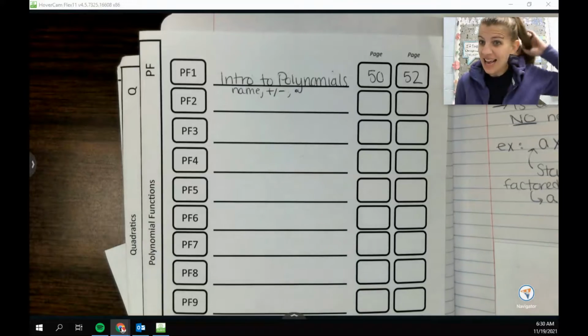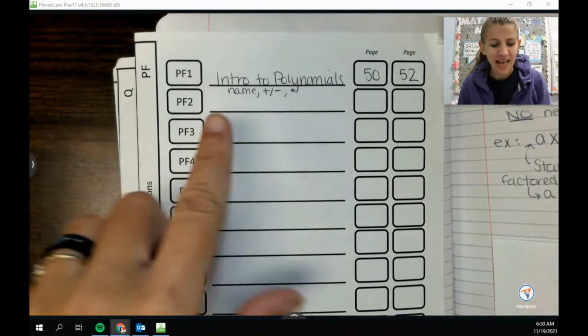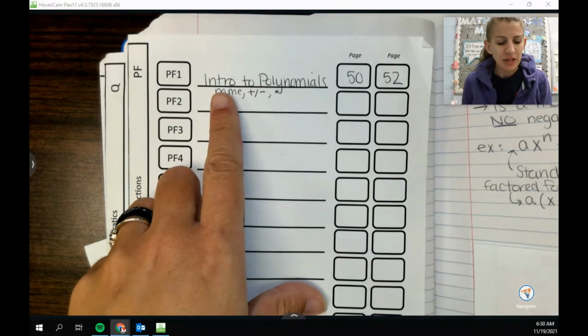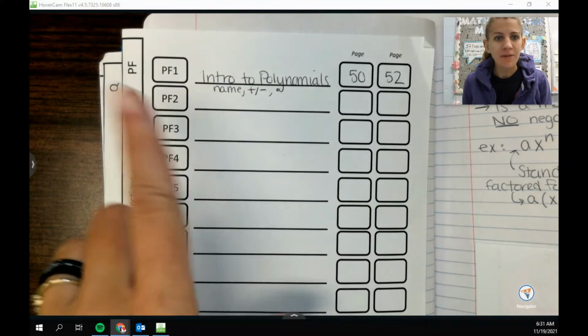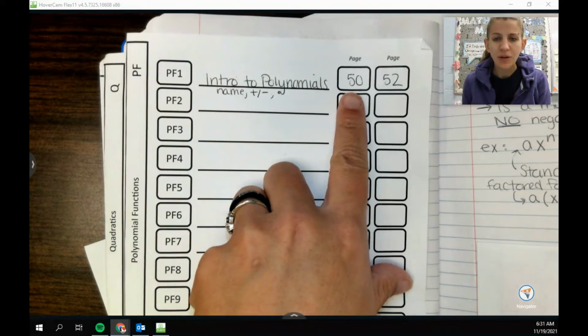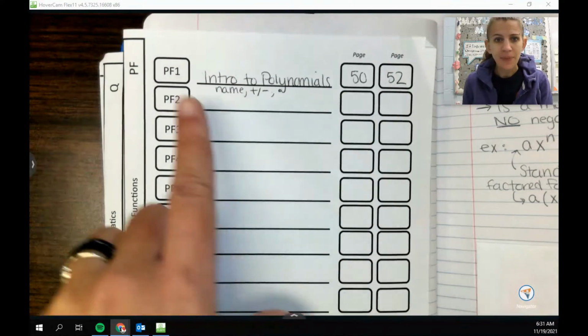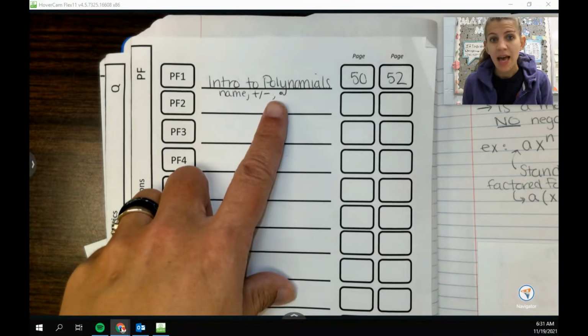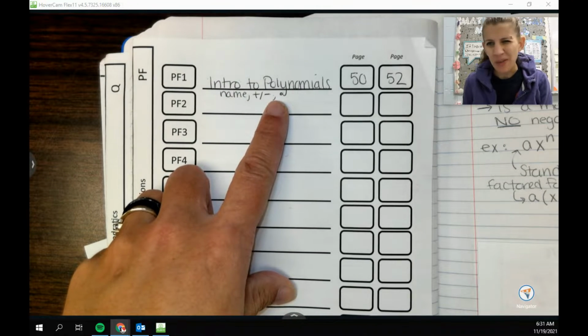Alright guys, we are going to add to our brand new chapter today. So we are going to be talking about polynomials. On these first few pages, we're just going to do some introductory stuff. We're going to call it Intro to Polynomials. We're doing this on 50 to 52. We're going to be talking about how we name them, how we add and subtract them, and how we multiply them, and kind of what they are.